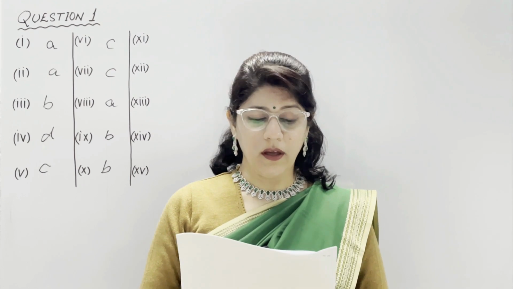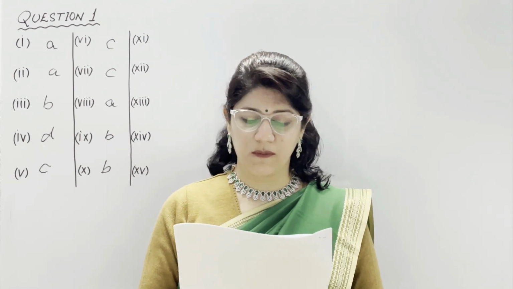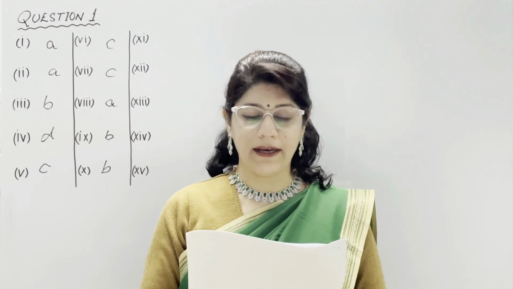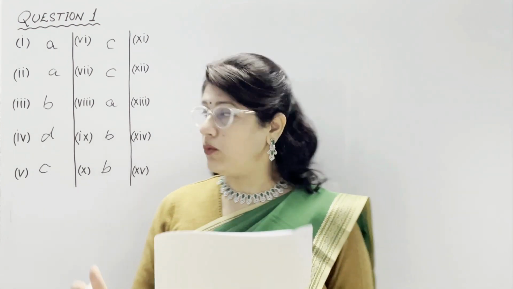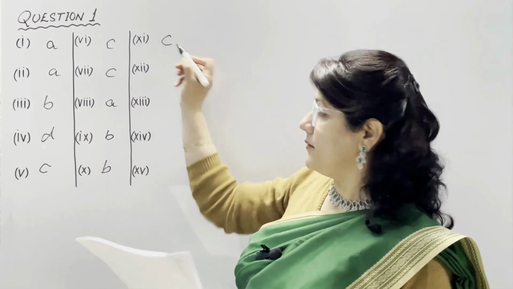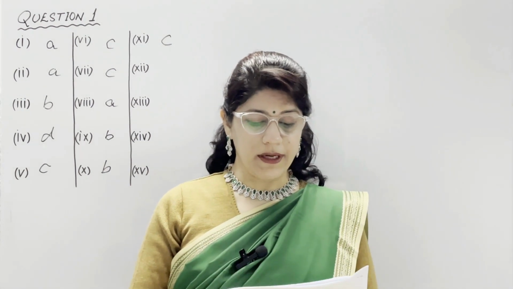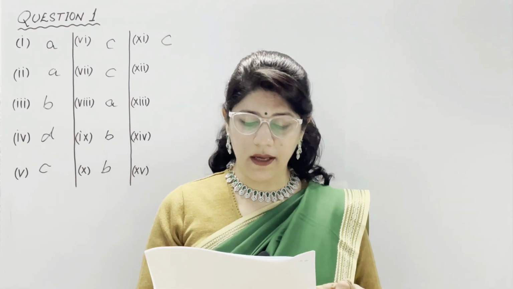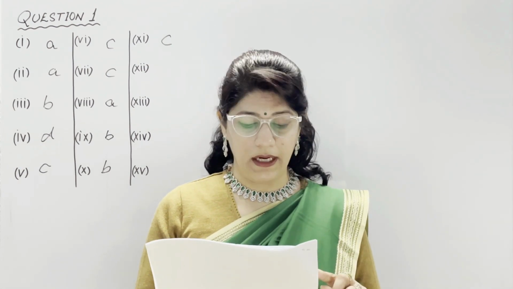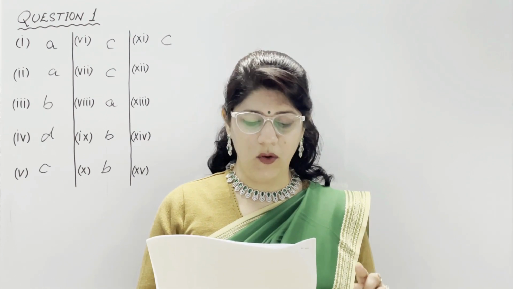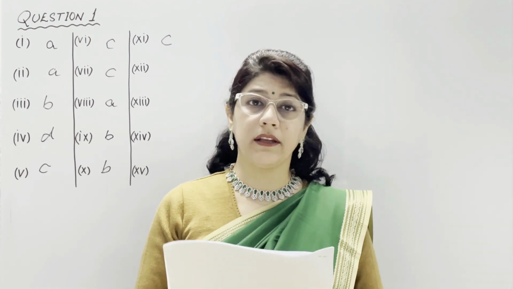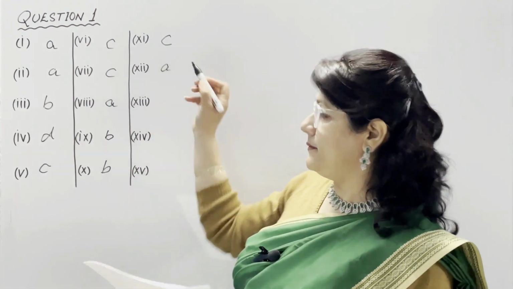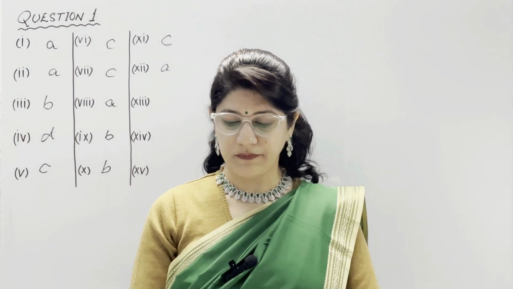In 11th part, in humans, the fertilization takes place in uterus, vagina, fallopian tube, or ovary. The correct option is fallopian tube, which is part number C. Birth rate is the number of live births per 1000 people per year, per 100 people per decade, per 1000 people per decade, or per 100 people per year. The correct option is A, per 1000 people per year, not per decade.